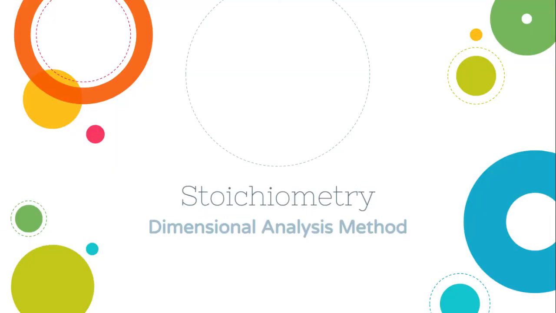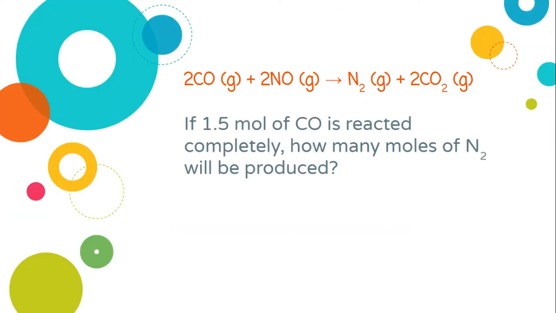I'm here with a short video to help with stoichiometry problem solving. In this video, we're going to be looking at using the dimensional analysis method for solving problems. The most important thing in any stoichiometry problem is that we make sure that we're using a balanced chemical equation. We've been provided one here in orange.